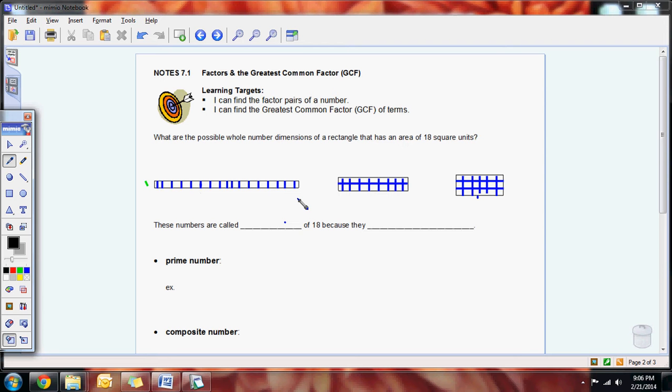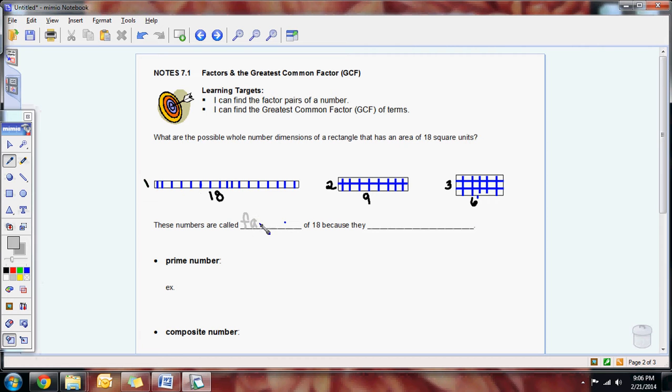So for example, this first one right here is separated into 18 square units, but it's a 1 by 18. This one is separated into a 2 by 9, and then the last one a 3 by 6. So all the same amount of area, just set up very differently. So this kind of gives you a little bit of an idea of what factors are.